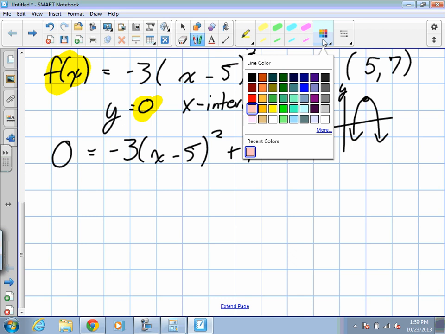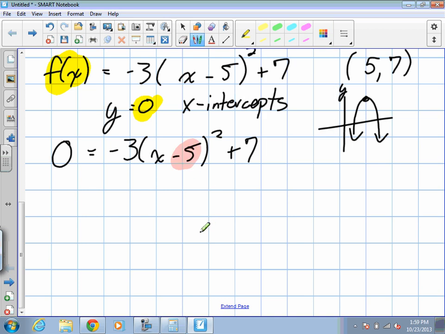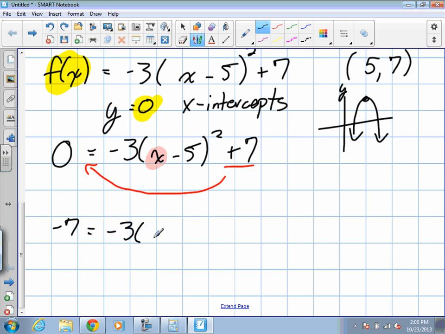We need to isolate x. So we need to get x by itself, so I'm going to move everything to the other side. The first thing I would want to move is this positive 7. If I move it to the other side, what would it become? Okay, so we get negative 7 is equal to negative 3x minus 5 squared.